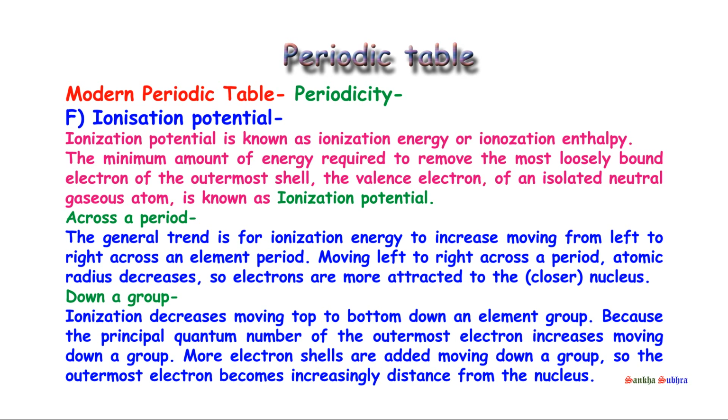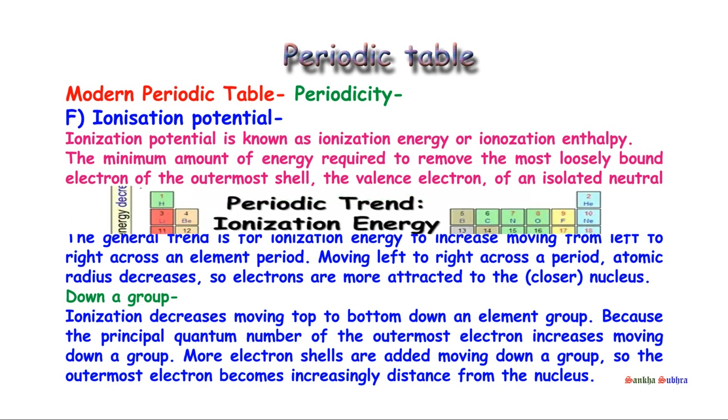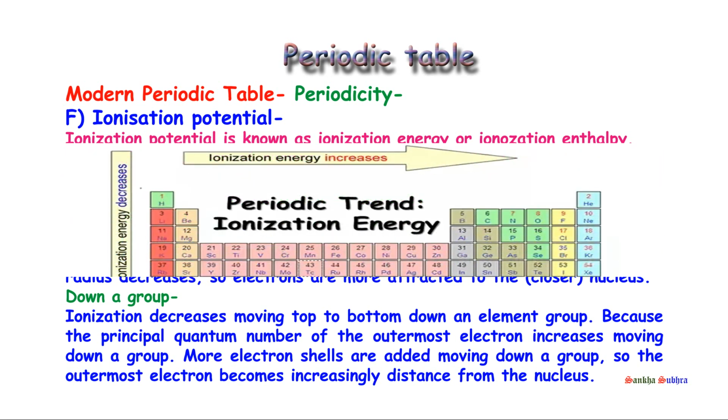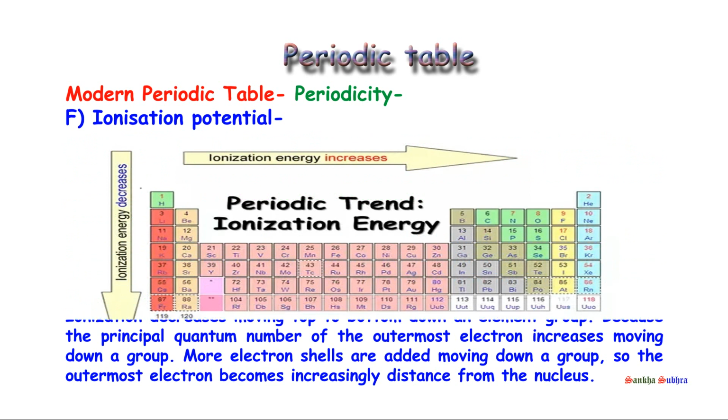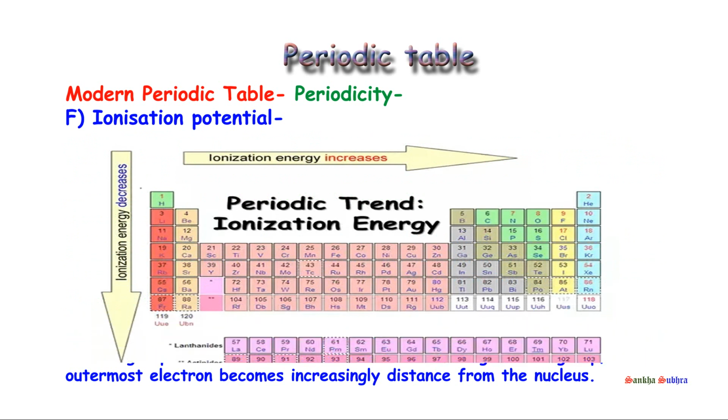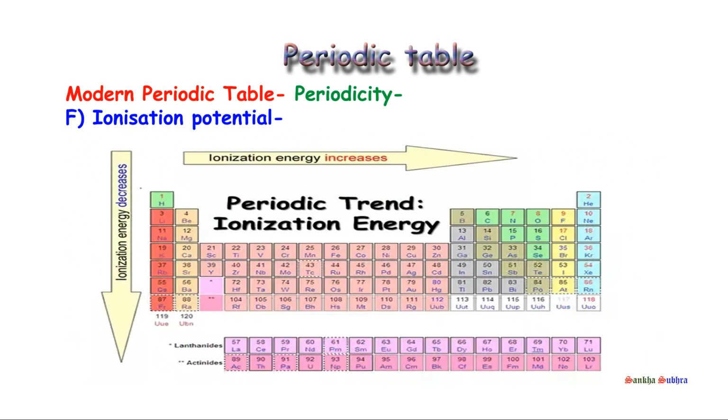Down the group. If we don't consider the exceptions of group 2 and group 15, then ionization potential or the ionization energy or the ionization enthalpy will be increased across a period. But the ionization energy will be reduced down a group because the size is going to be increased down a group.